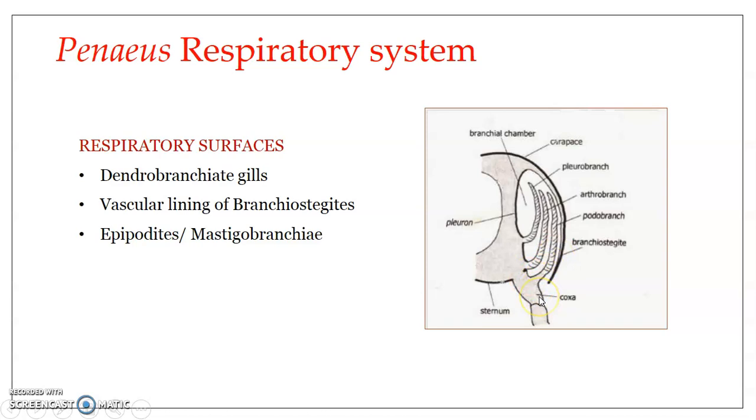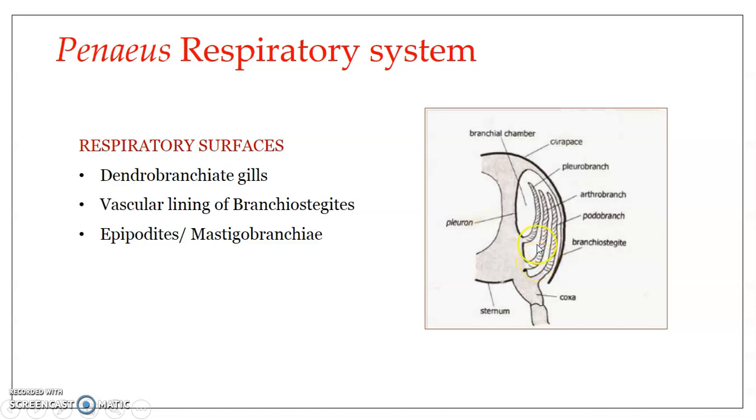Now next we have the arthrobranch. You can see here, the arthrobranch is found attached to the arthrodial membrane. The arthrodial membrane is found at the junction between the thoracic wall and the appendage. So between the thoracic wall and the appendage, you can find an arthrodial membrane, and it is to this arthrodial membrane that the arthrobranch type of gills are attached.